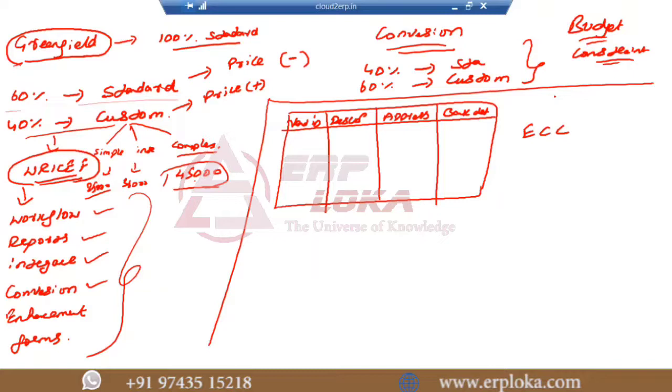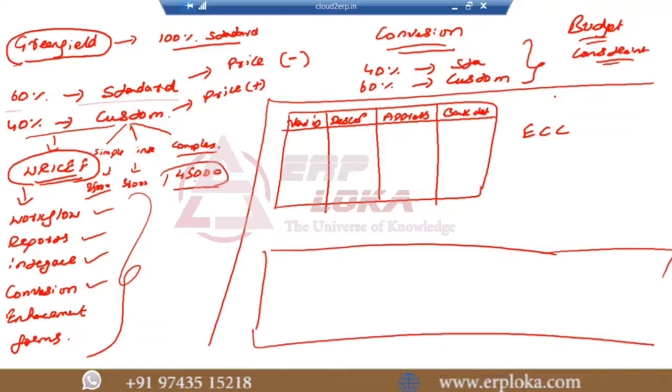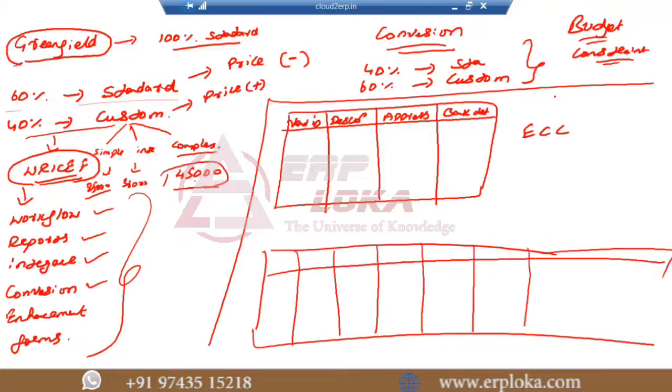When it comes to S/4HANA data, you have additional columns getting created. So what are the additional columns? First, your BP number, then your vendor number, then the description, address, bank details. Here you will have some additional details like BP role, BP grouping. These all are additional.